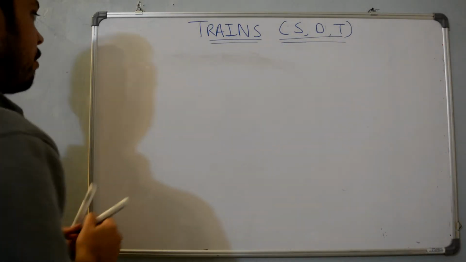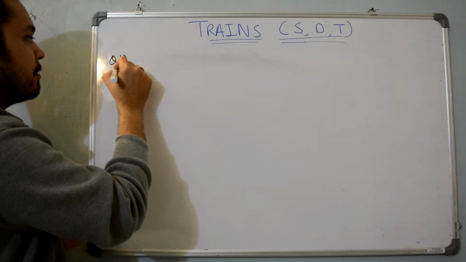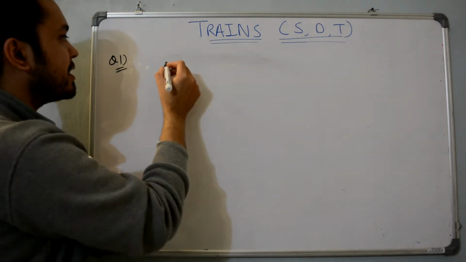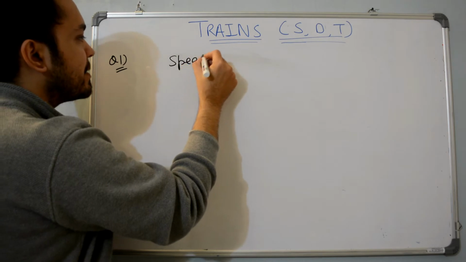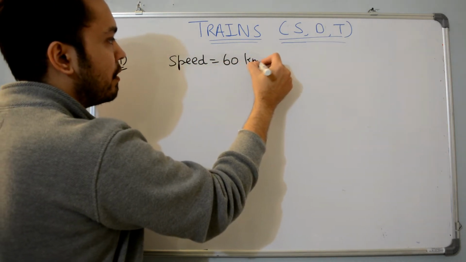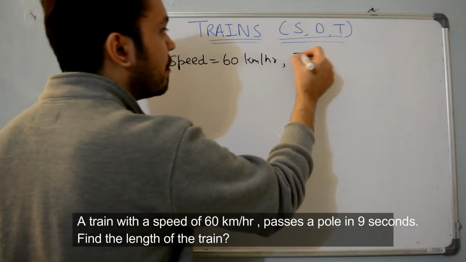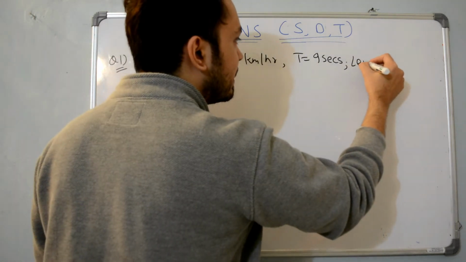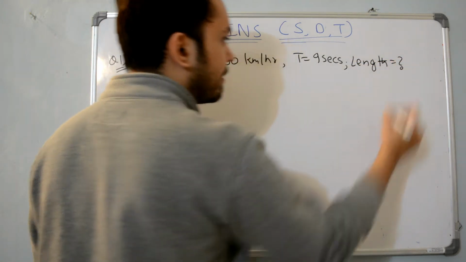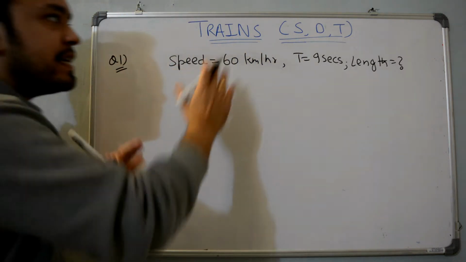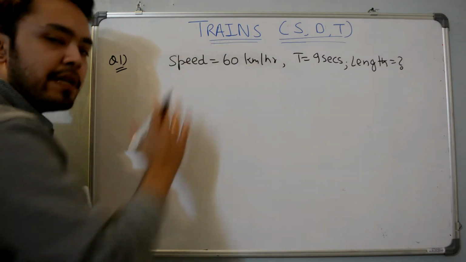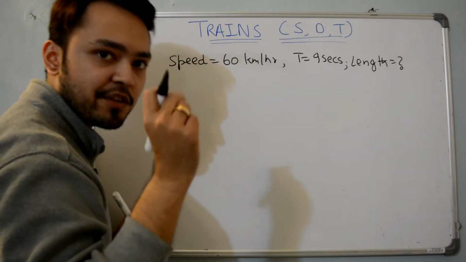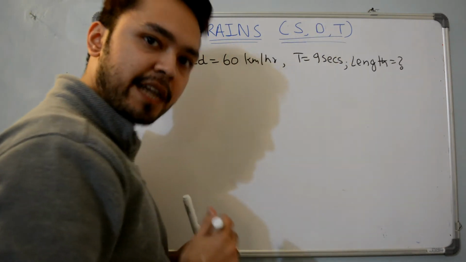Now, moving forward, we'll be doing our first question upon the topic of trains, right? It will be a very basic question. We are given that a train with a speed of 60 kilometers per hour passes a pole or a man in a time of 9 seconds, right? What we have to find? We have to find the length of the train. In the topic of speed, distance and time, and in the subtopic of trains, we have to make sure one thing, that the word length will be synonymous with the word distance, right?